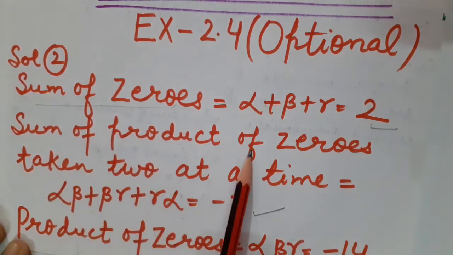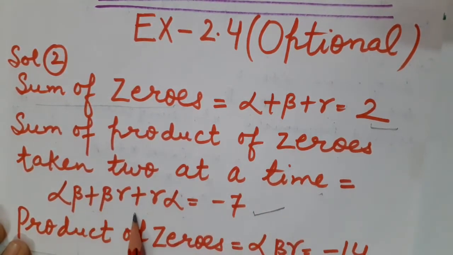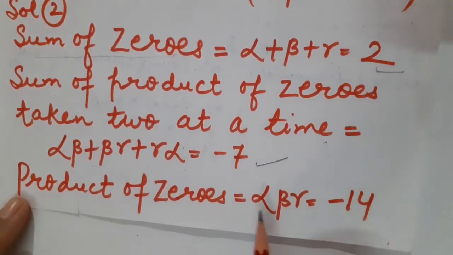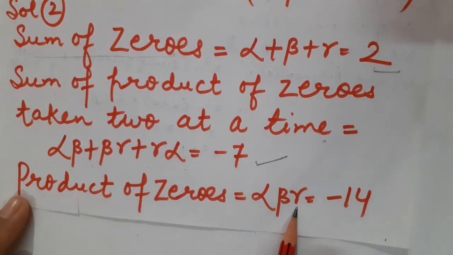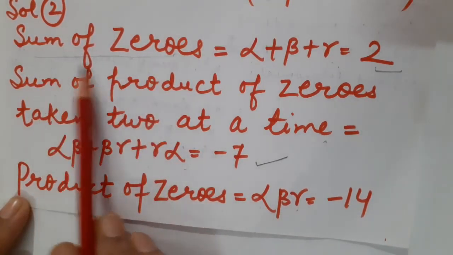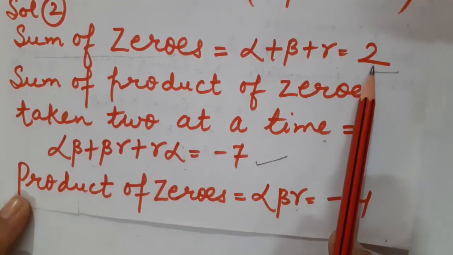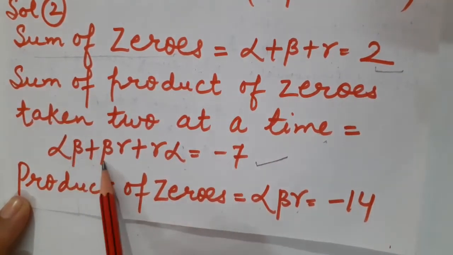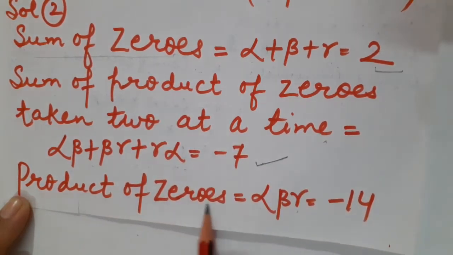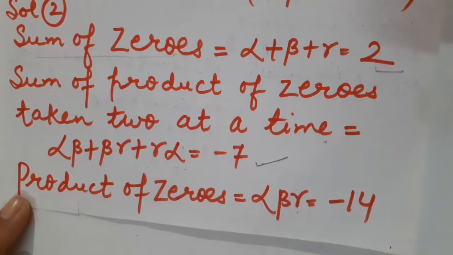You know the sum of the product of the zeros taken 2 at a time, that is alpha beta plus beta gamma plus gamma alpha. And you know the product of the zeros, that is alpha into beta into gamma. Fine, this is the statement. So whatever I have spoken is given. Sum of the zeros is equal to 2. Sum of the product of the zeros taken 2 at a time is equal to minus 7. And product of the zeros, that is alpha into beta into gamma, is equal to minus 14.